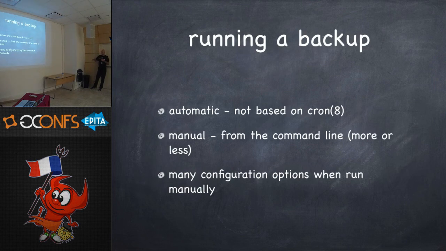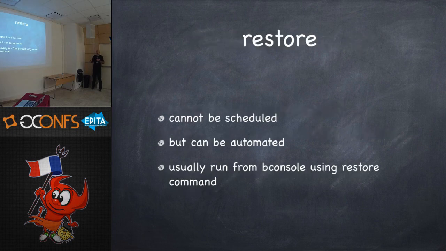So this is key to keep track of. It's not based on cron. You can run a backup manually, and many configuration options can be set when you are running manually. But when you run automatic, it just uses the defaults, and we'll get into defaults. Restores cannot be scheduled, but they can be automated. And by automated, I mean echo, run, restore equals blah, blah, blah, pipe bconsole. So you can automate it that way.